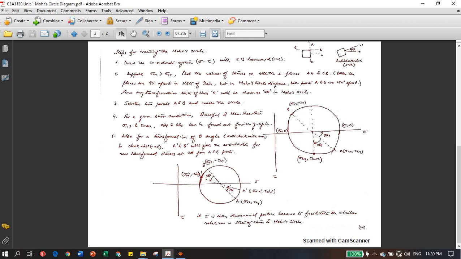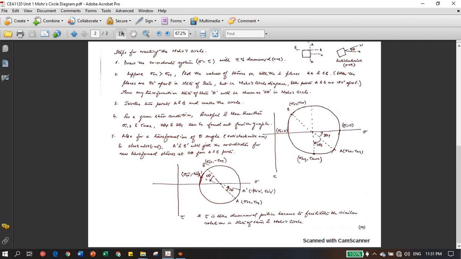So why are we taking 2 theta here? See the angle between plane A and plane B. The difference is 90 degrees, and here in the Mohr circle the angle between A and B is 180 degrees, so it is twice the difference. Whatever transformation you do in the state of stress, you have to use twice the angle, 2 theta, in the Mohr circle. That's why we use 2 theta.